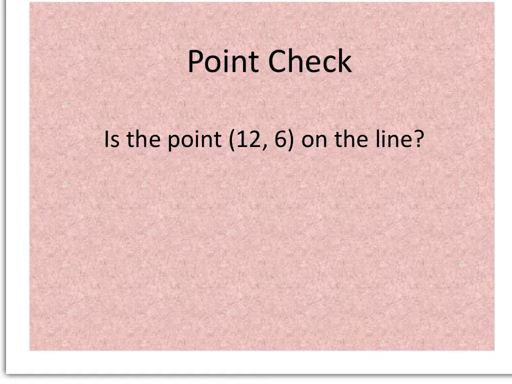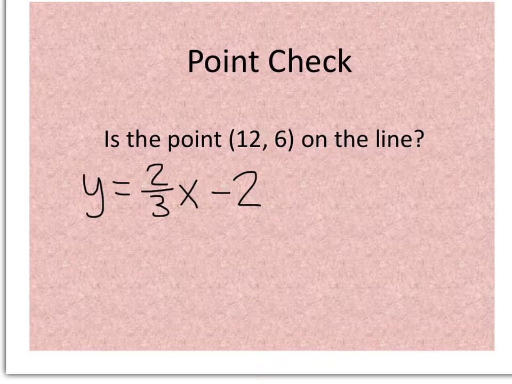Next, we have to do what is called a point check. They are asking us, is the point 12, 6 on that line? So we had the equation of y equals 2/3 x minus 2. So in order for us to find out if 12, 6 is on the line, we know that 12 is our x coordinate and 6 is our y coordinate. So what we're going to do is plug in 12 for x and 6 for y into our equation. So y is 6.